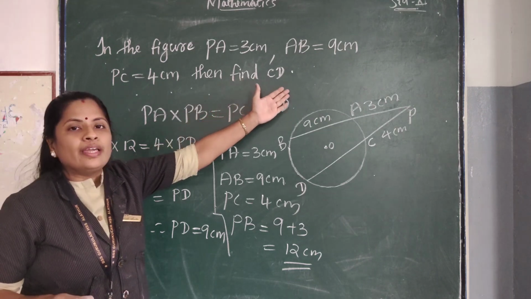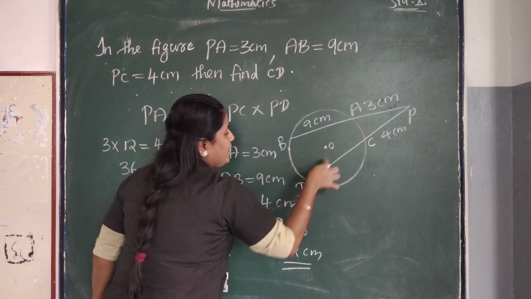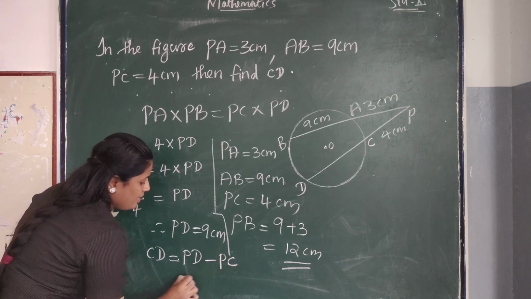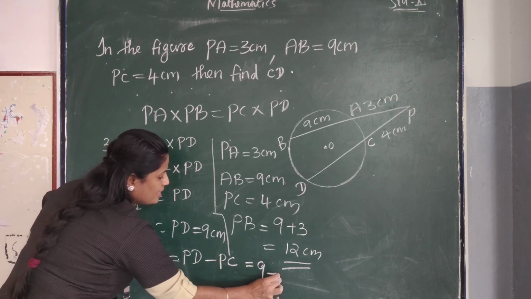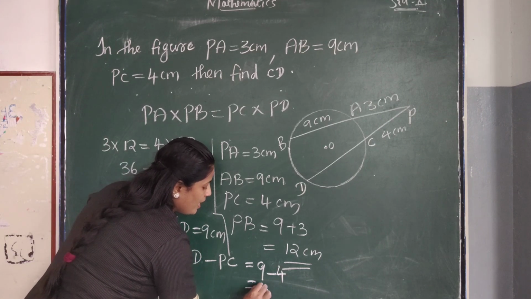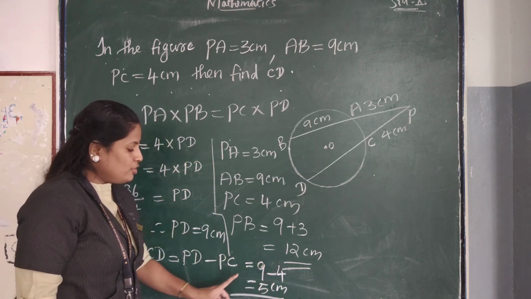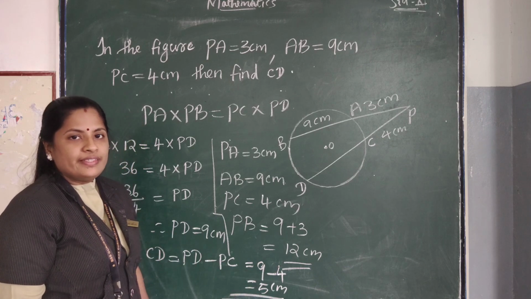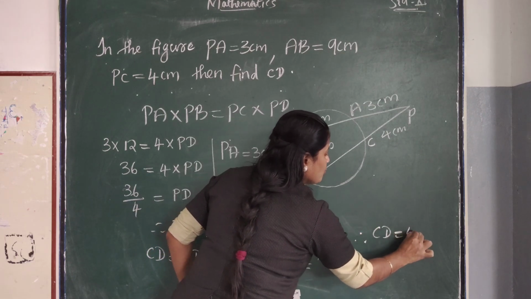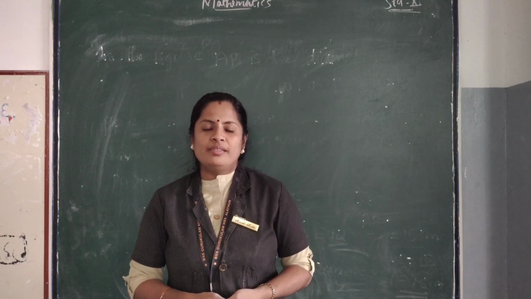Then we have to find out CD. So CD equal to PD minus PC, which is equal to 9 minus 4, which is equal to 5 centimeters. PC equal to 4 centimeters, so 9 minus 4 equal to 5 centimeters. Therefore, CD equal to 5 centimeters.